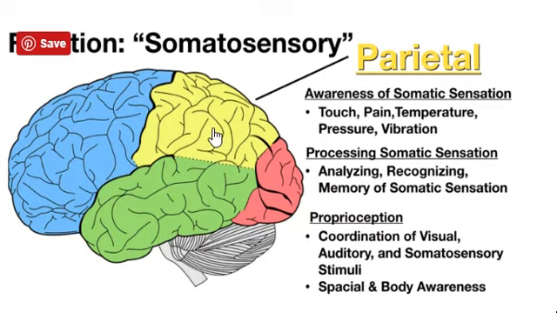The parietal lobe also communicates with the frontal lobe and the occipital lobe. What is the function of the occipital lobe? Visualization. The optic tract travels, crossing that lobe, and then enters the occipital lobe. The parietal lobe is also responsible for coordination of visual, auditory and somatosensory stimuli, and for spatial and body awareness, because it is a sensory part.